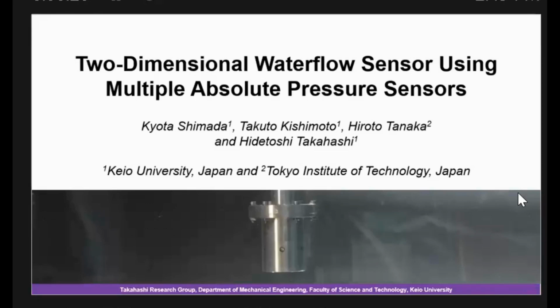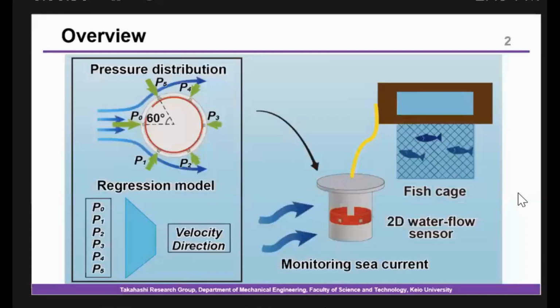Thank you, Chairman. Today, I would like to present our research about a two-dimensional water flow sensor using multiple absolute pressure sensors. We developed a pressure-type two-dimensional water flow sensor for aquaculture.